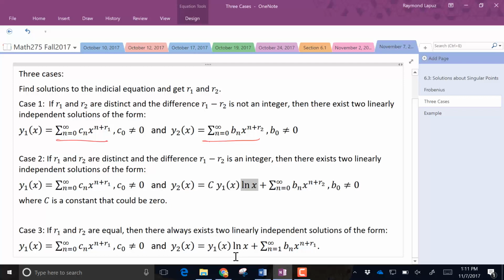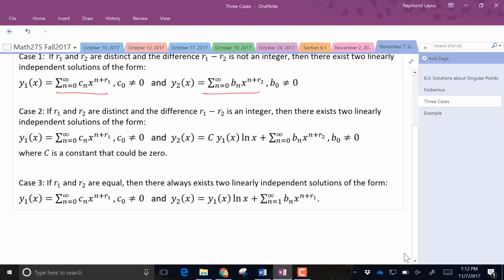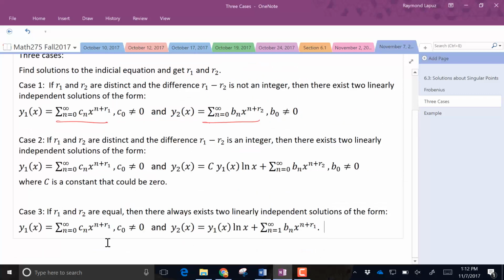Ooh, are these the same? Maybe I should look at the book real quick. Anybody have the book? The 3 cases that they're presenting for Frobenius's theorem, indicial equation.